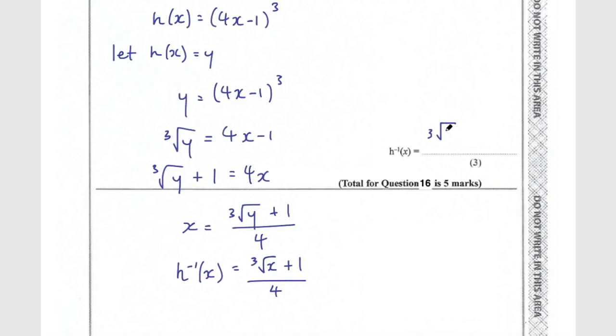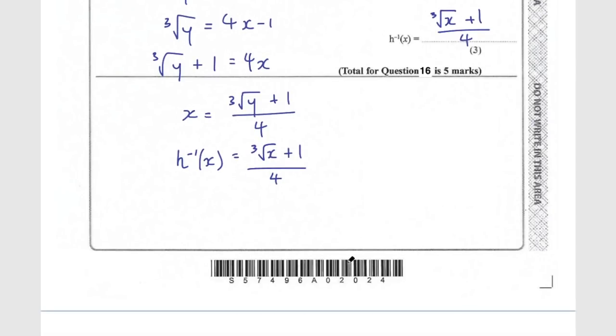My final answer there is (cube root of x plus 1) divided by 4. Actually, make that a bit clearer. (Cube root of x plus 1) divided by 4.